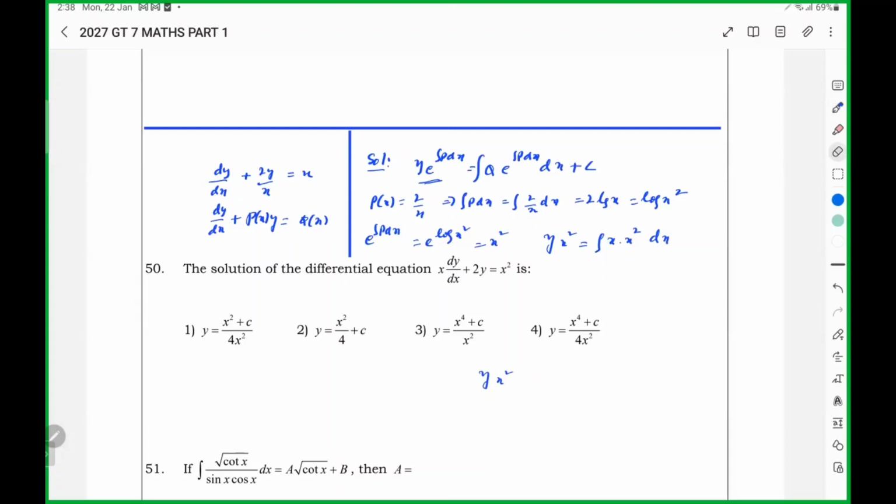is x power 4 by 4 plus c, right? Or y is x square by 4 plus c by x square. So this is the suitable option, not this one. Even don't think that 4c is not there. 4c is the same as one constant.